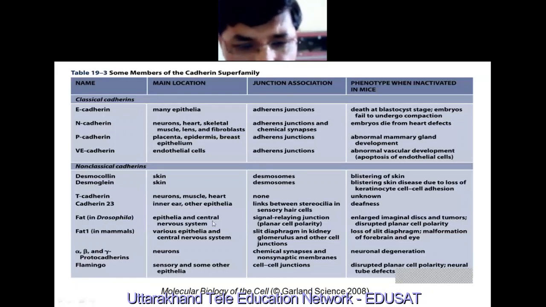Fat in Drosophila, epithelial and central nervous system. Signal relaying junction, planar cell polarity, enlarged imaginal disc and tumor, disrupted planar cell polarity. जो imaginal disc होती है वो enlarge हो जाती है.